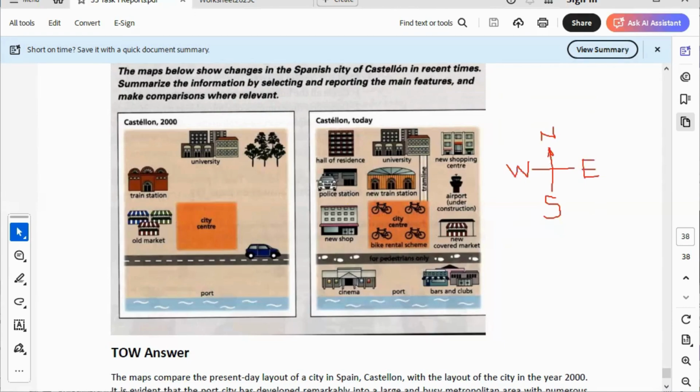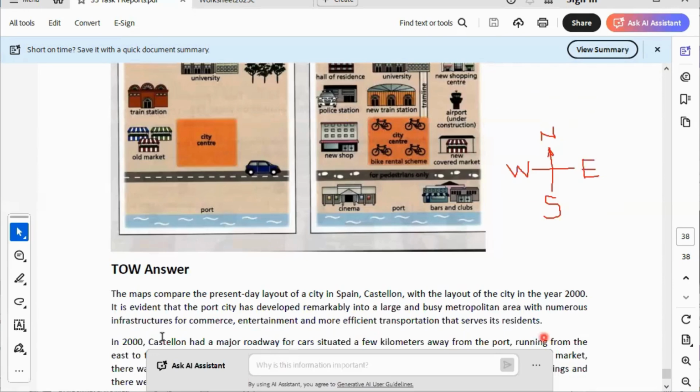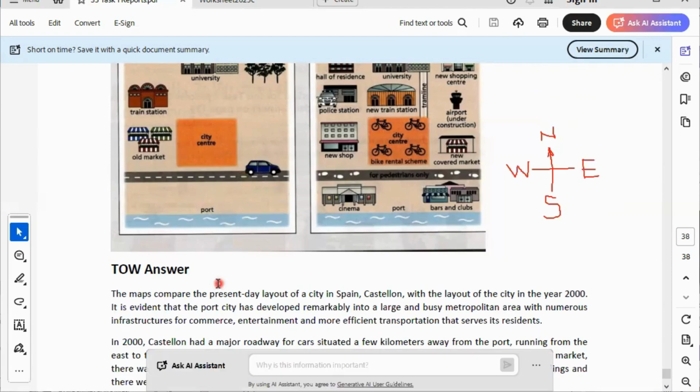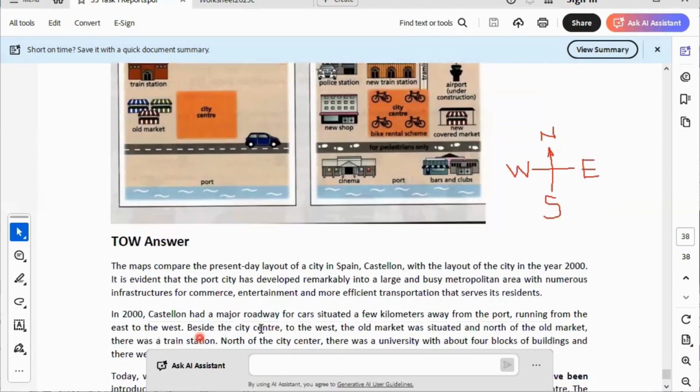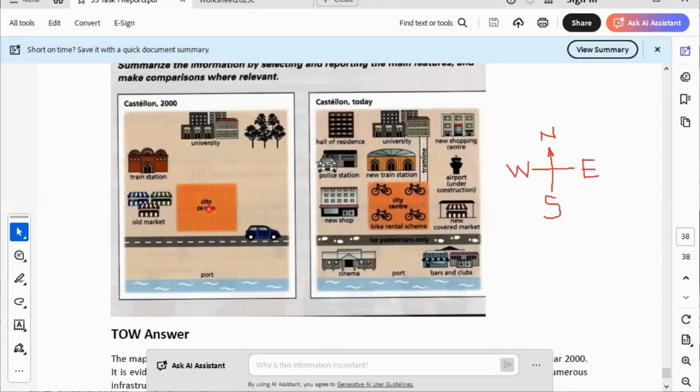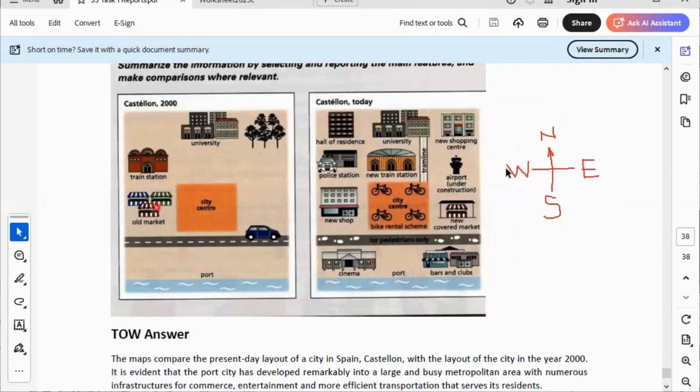So what this writer wrote here, it says what? Running from east to west. You can as well say from west to east, but usually the common thing is people say from east to west. So the next thing is beside the city center to the west. So look at it here. Can you see this is the city center? To the west. Can you see? West is to the left. This is the city center here. So if I draw my cardinal points here, what is going to be to the west? The old market is going to be to the west. That's what the person wrote here.